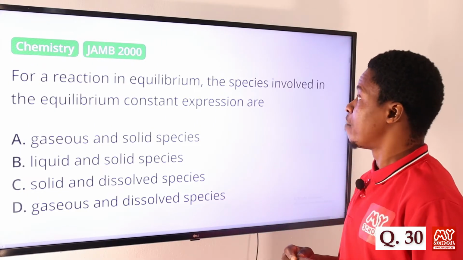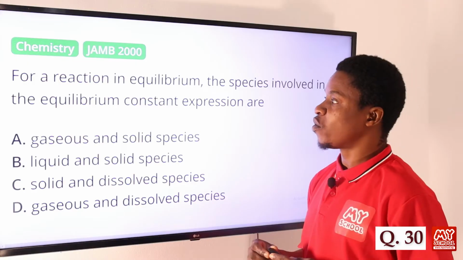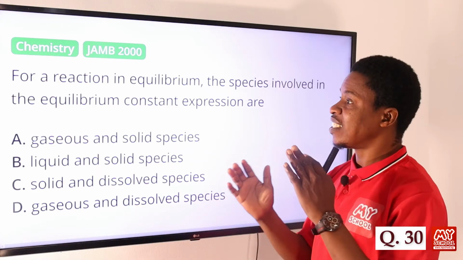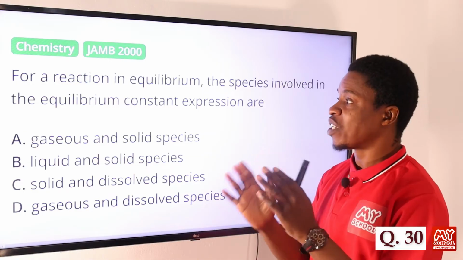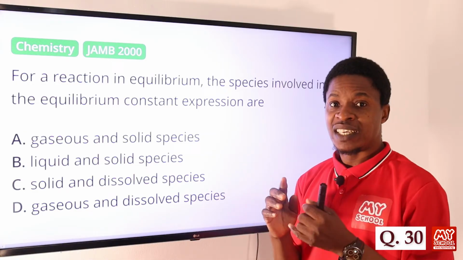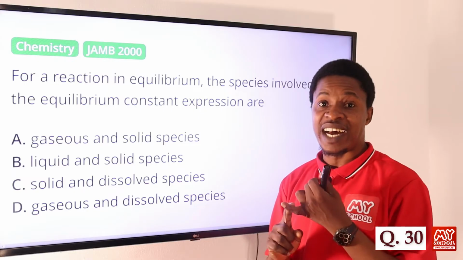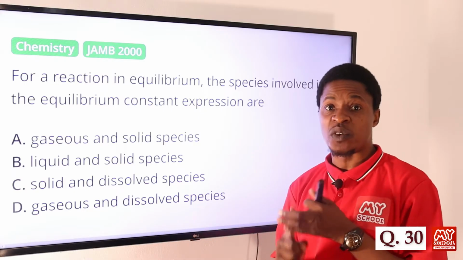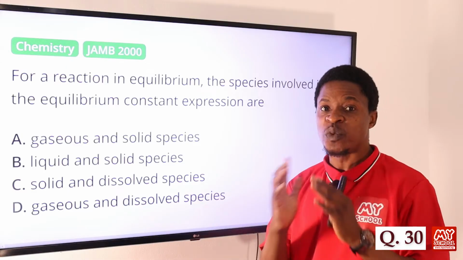For a reaction in equilibrium, the species involved in the equilibrium constant expression are... That means when a system is in equilibrium, we want to consider the equilibrium constant expression. The substances that react could be in solid, gaseous, aqueous or liquid form. So which one do we consider?